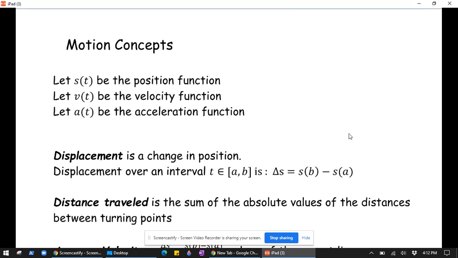The term displacement is a change in position. For those who take physics, you'll recognize the triangle as meaning change. So the displacement happens over an interval, in this case a to b. The change in position is s of b minus s of a. It'll have sign, so if you're moving rightward and leftward, then a negative displacement means that you were displaced in the negative direction or the leftward direction, and a positive one means you're displaced in the positive direction. In other words, you're to the right of where you started.